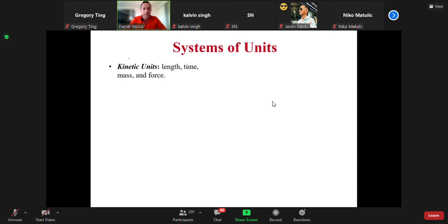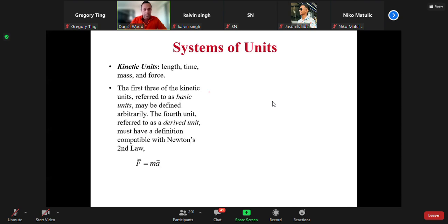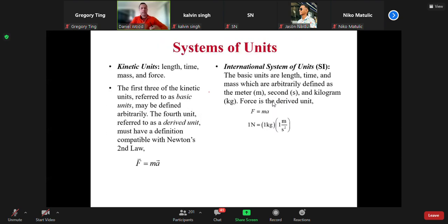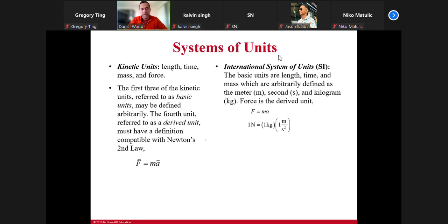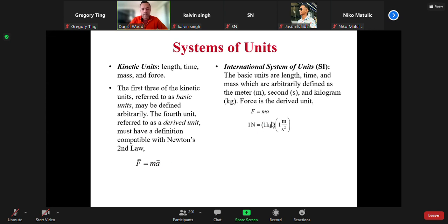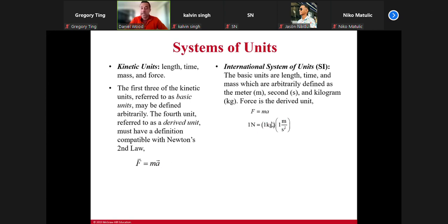Okay, here we go. So systems of units. Let me just expose all the slides so I know what it's talking about. So here we go. We've got kinetic units: length, time, mass, and force. The first three of the kinetic units are referred to as the basic units, and may be defined arbitrarily. The fourth unit is referred to as a derived unit, and must have a definition compatible with Newton's second law. So in this case, what we're saying is when we multiply kilograms and meters per second squared, what is our final unit? It's newtons.